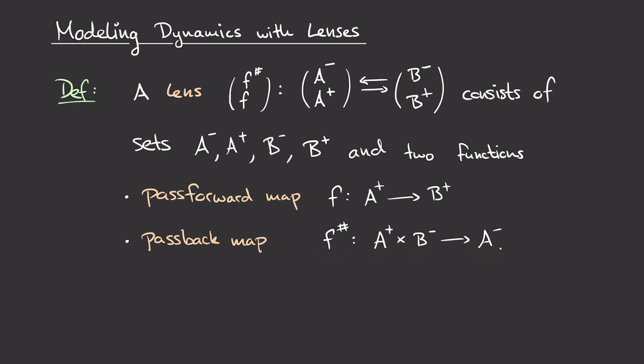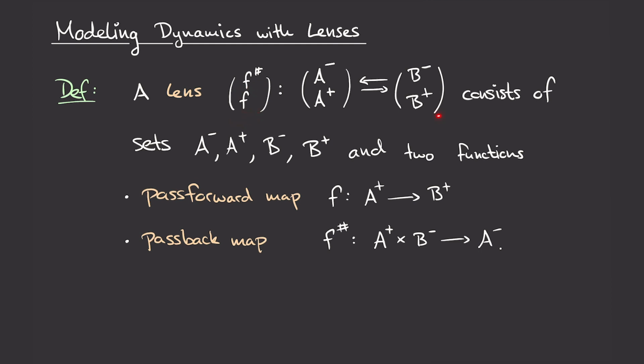and a pass-back map, which is called f#, that goes from A plus times B minus to A minus. Before explaining what exactly this structure is supposed to do, I would like to comment on the notation which I've taken from David Jaz Myers's book. We see here that in this part, so this is the name of the lens, we include both the names of the pass-back map, f#, and the pass-forward map, f.